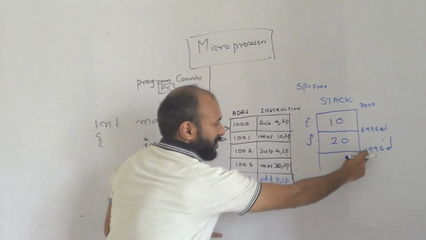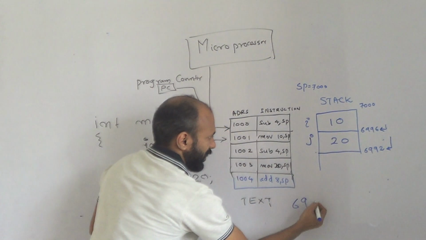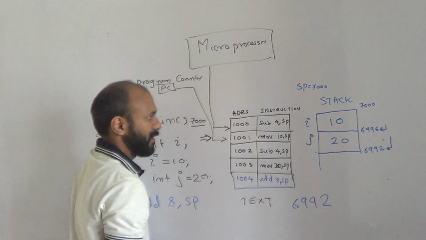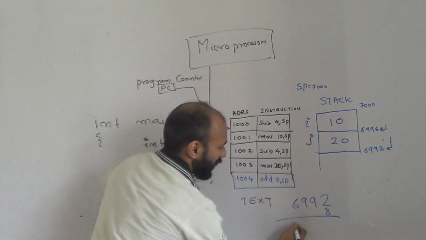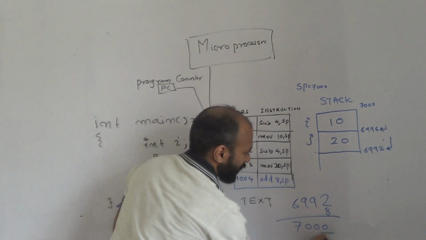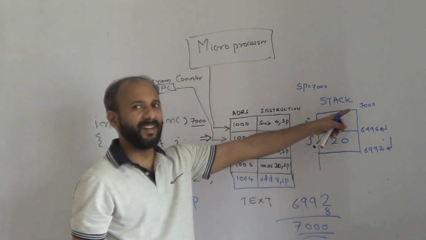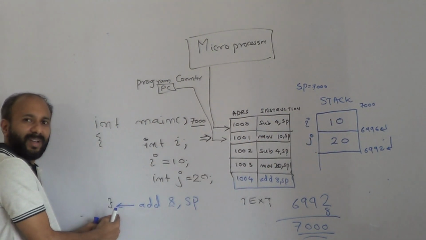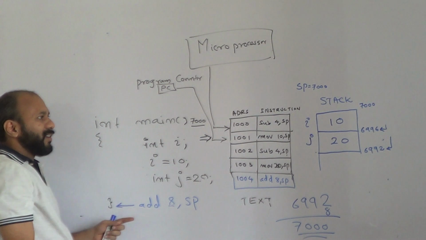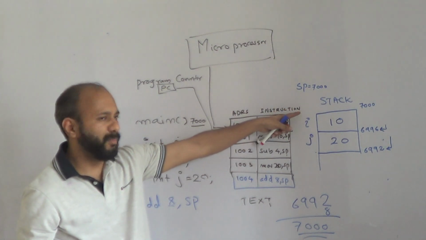Here where the stack pointer is pointing now, 6992, it is pointing. We are adding 8. So again this memory is going back to its initial location. This is the way memory is getting deallocated. You understand it?